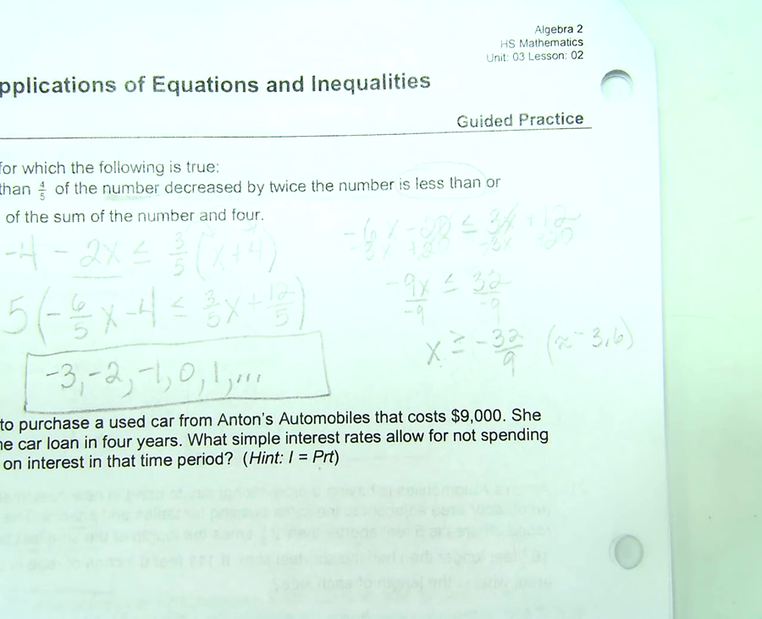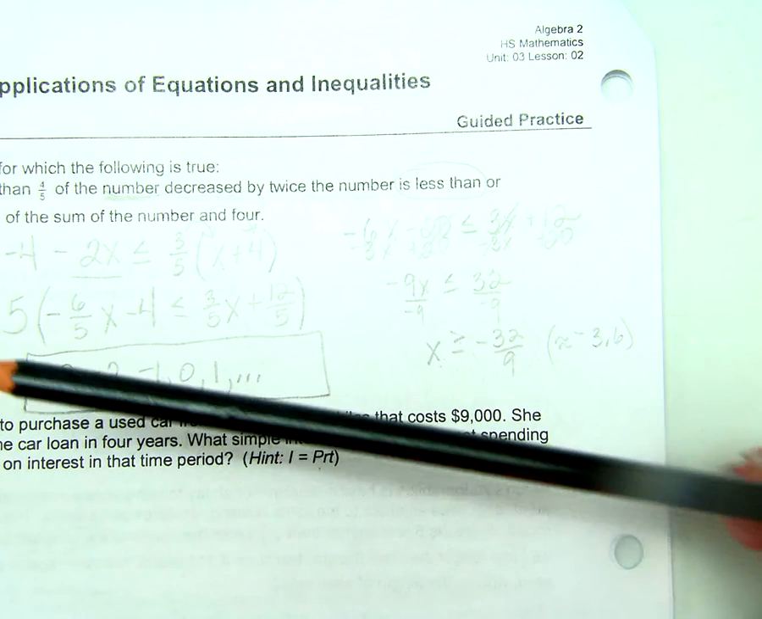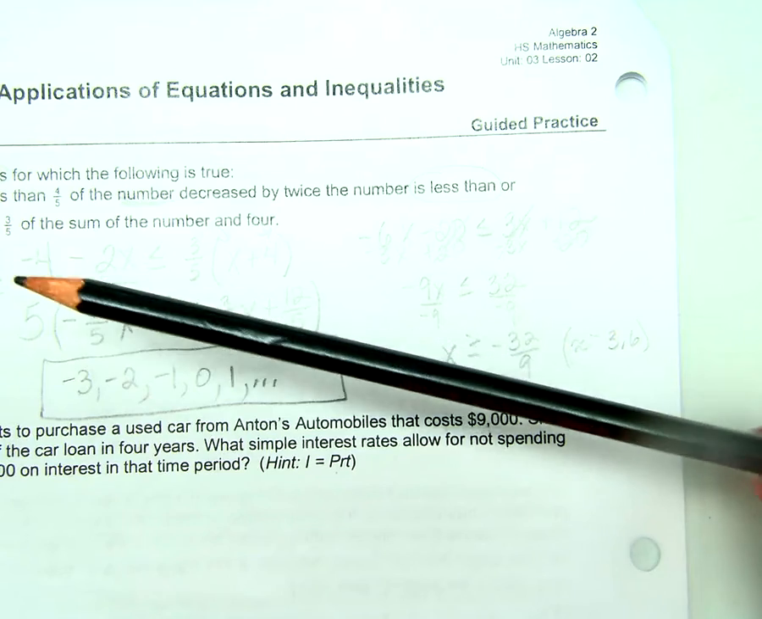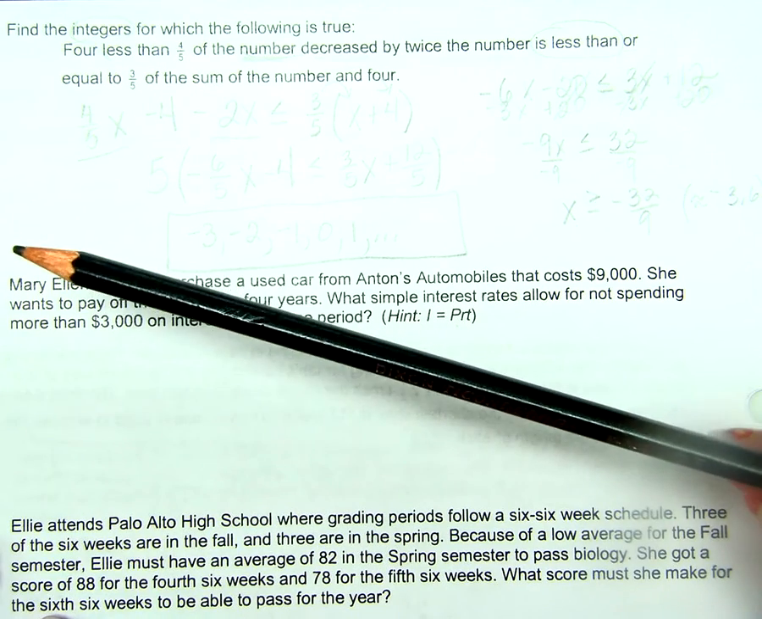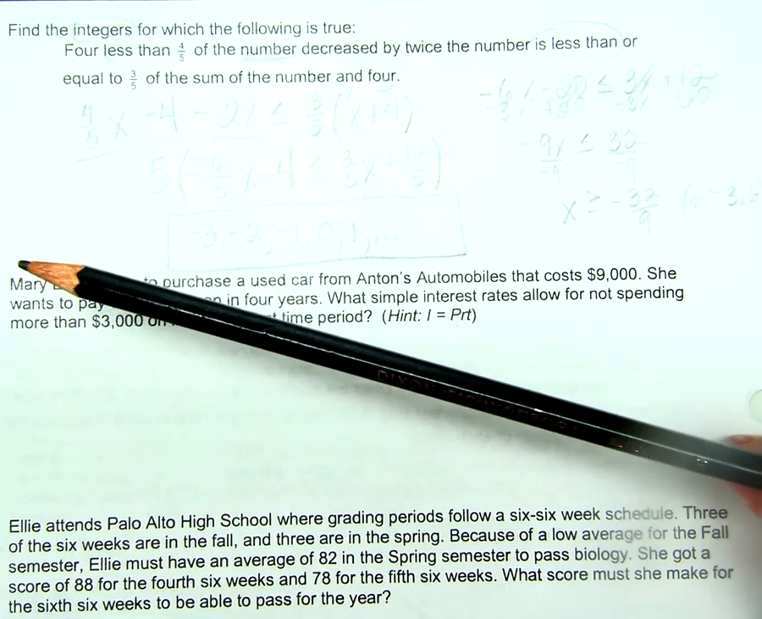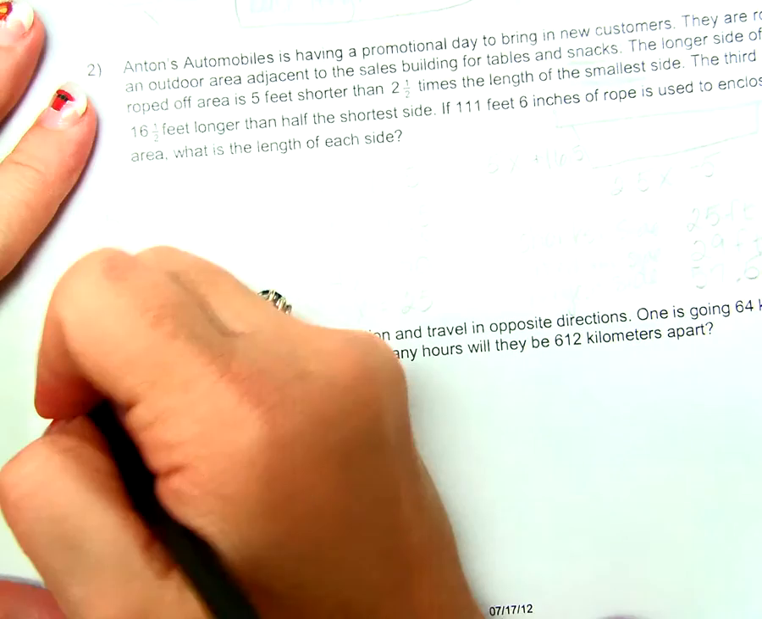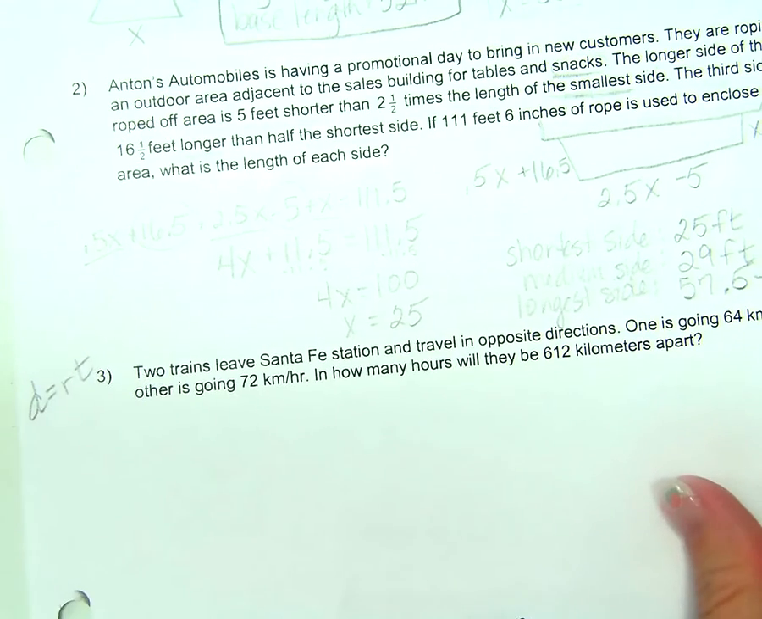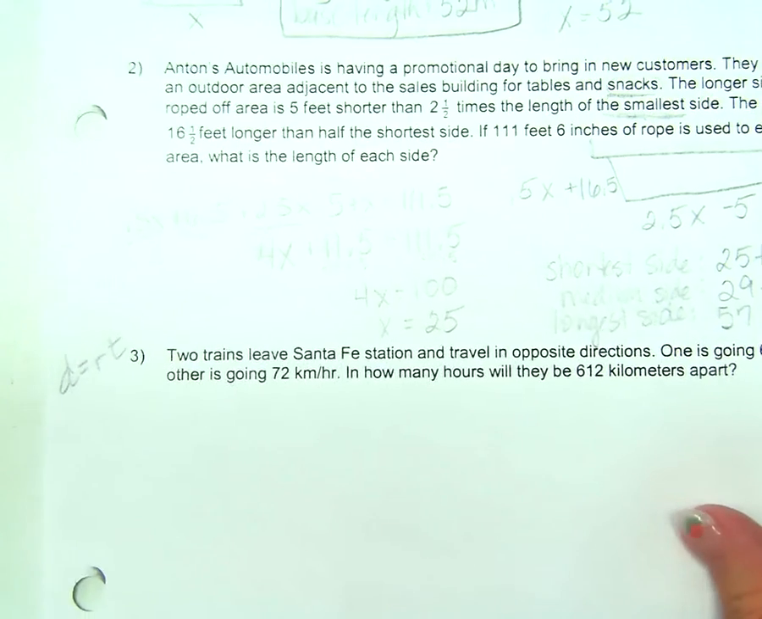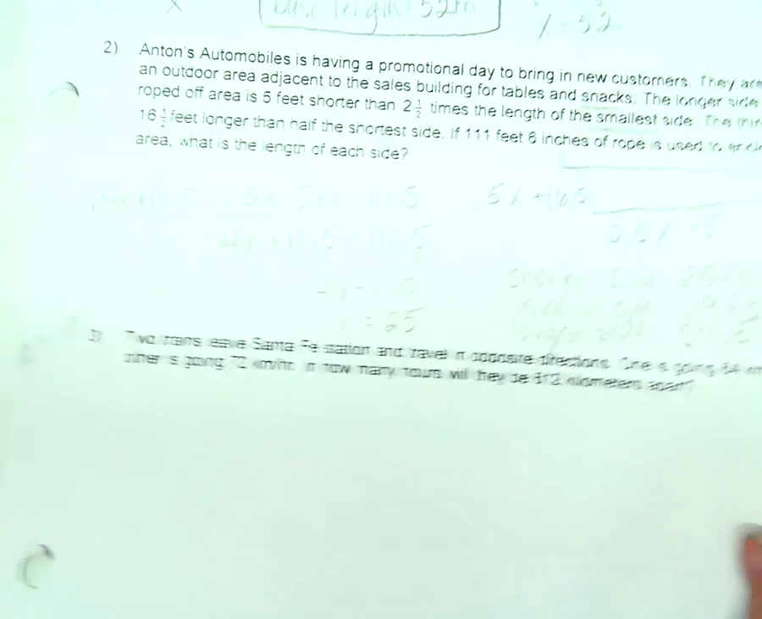Do you have any questions? Anyone? I would like to call your attention to these formulas that are on the sideboard right here. The d equals RT, distance equals rate times time, comes into play on number 3 down here. They assume that you know what that means. Do you know what that formula means? Distance equals rate times time.